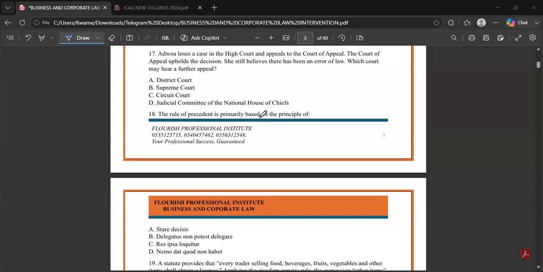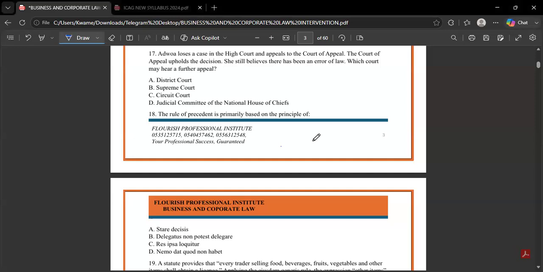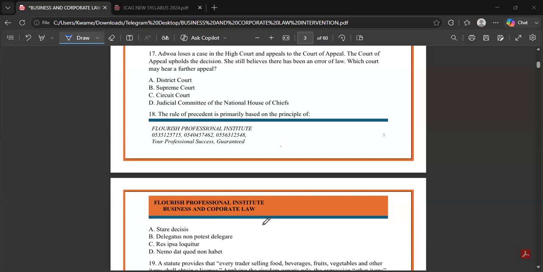Adwoa loses a case in the High Court and appeals to the Court of Appeal. The Court of Appeal upholds the decision. She still believes there has been an error of law. Which court may hear a further appeal? A. District Court. B. Supreme Court. C. Circuit Court. D. Judicial Committee of the National House of Chiefs. So I'll go for B, the Supreme Court. Yes, B is the Supreme Court. So beyond the Court of Appeal, there's no other higher court than the Supreme Court. All right.